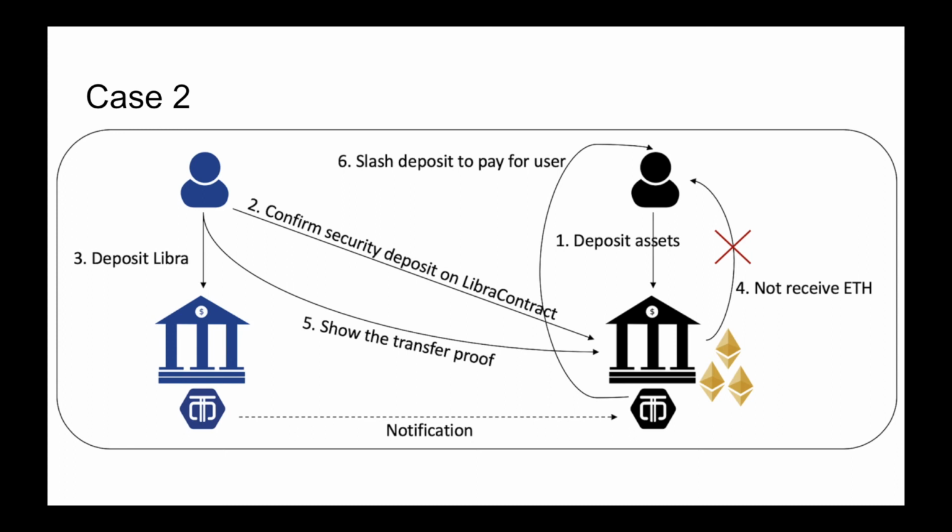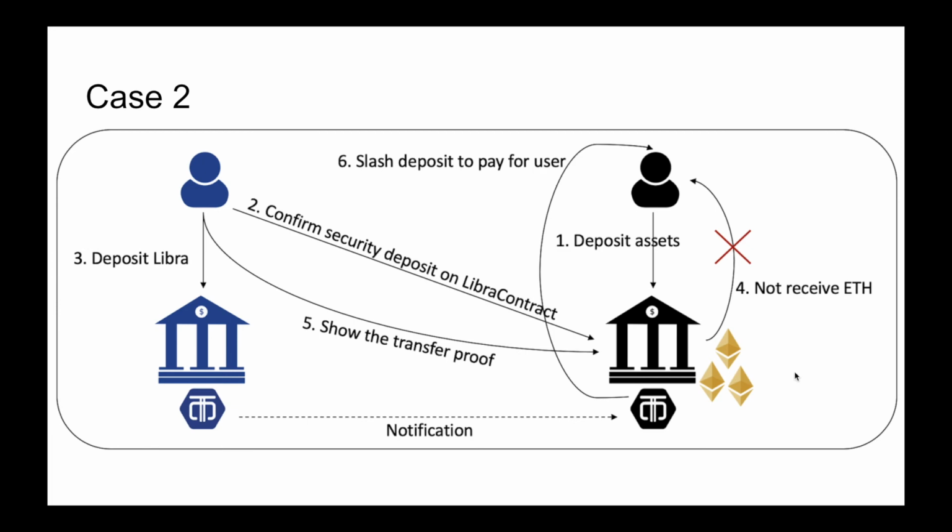Since the contract includes Libra Merkle proof verification, the user can submit the transaction proof to the smart contract. If the smart contract verifies the proof successfully, it will transfer Ether to the user. In addition, it will also slash a portion of the deposit as the penalty to compensate the user to finish the trade.